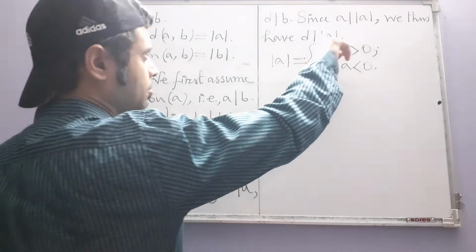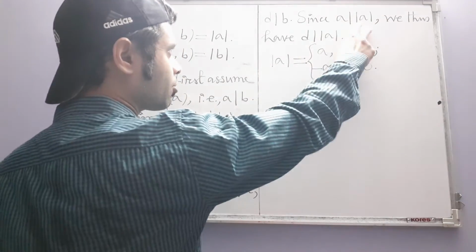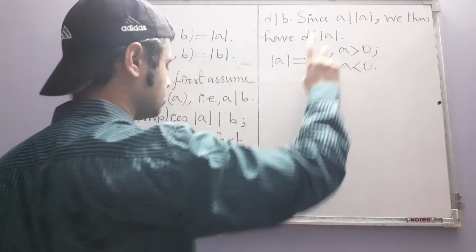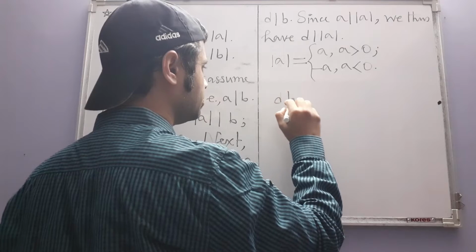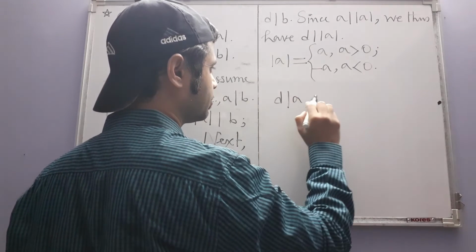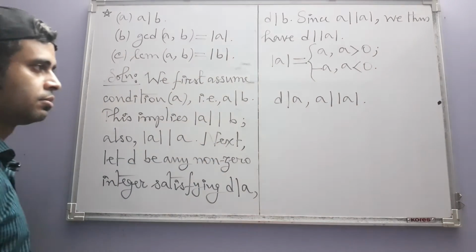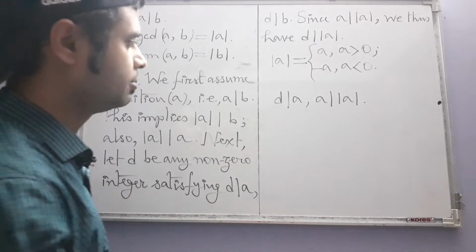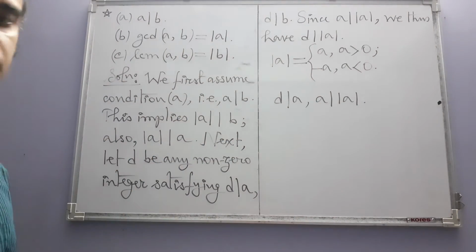But then how does this imply this? This is not implying this alone. You combine this and this. That is, d is dividing a and a is dividing this. Because divisibility of integers is a transitive relation, d divides this, and that's how we are getting this.